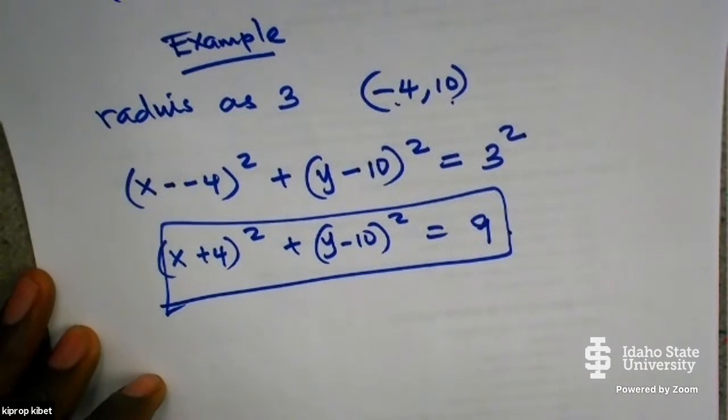So on our test, do you want it like that, or is it okay if we do just 3 squared? Yeah, you can leave it as 3 squared, or you just leave it like that.